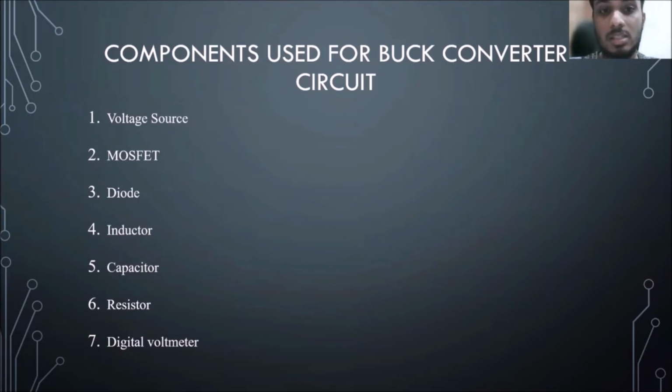Next are the resistors. Resistors function to reduce the reactive current that passes to the feedback resistance, hence improving the efficiency. The last is the digital voltmeter to display the output voltage.